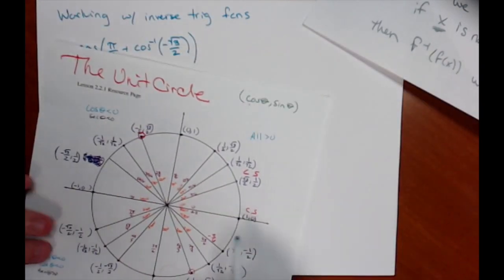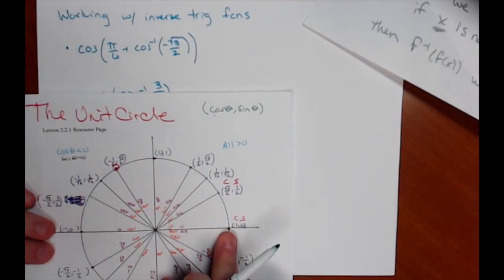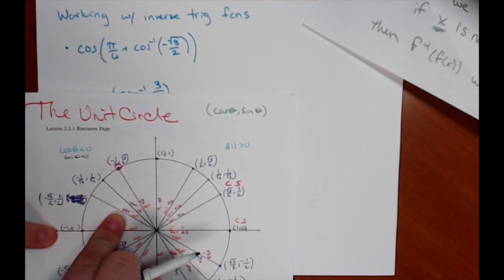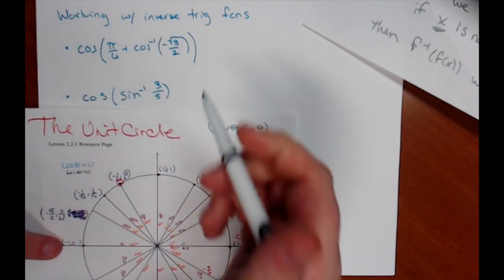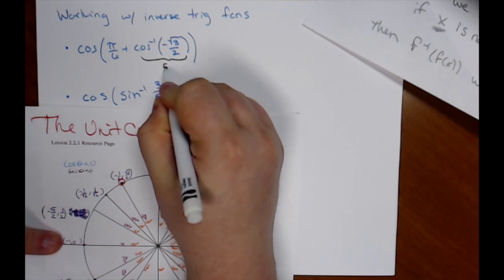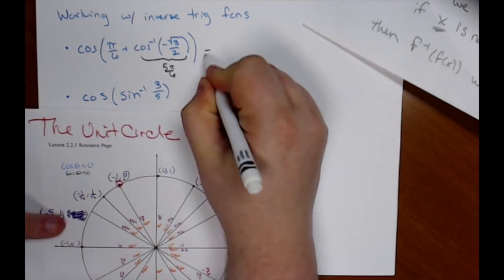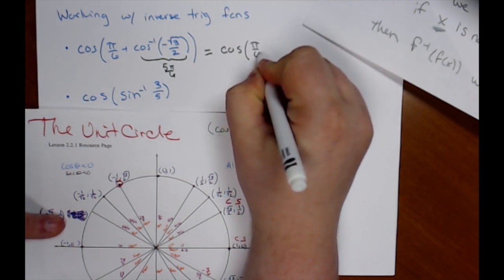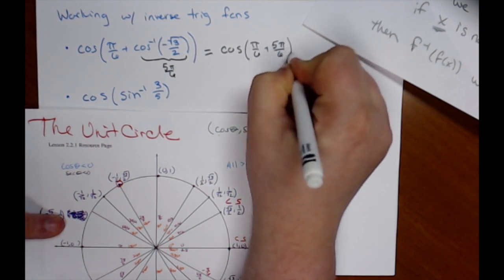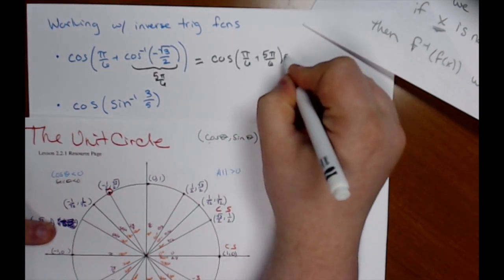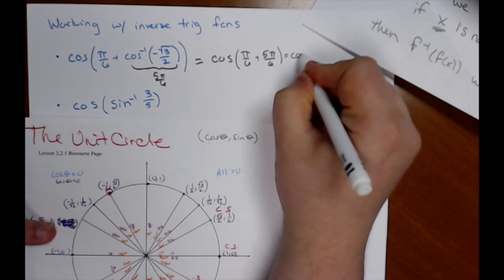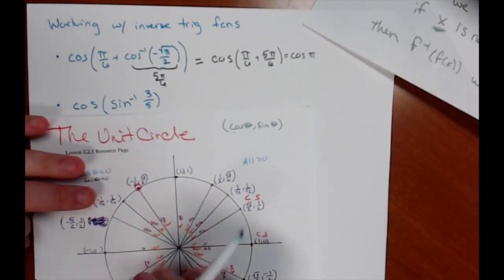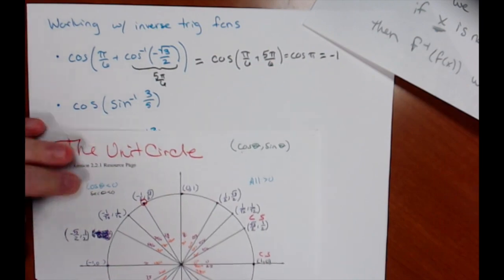So if we look between 0 and pi on our handy dandy unit circle, negative root 3 over 2 cosine is here at 5 pi over 6. So that means that this piece here is 5 pi over 6, which means that this is really just cosine of pi over 6 plus 5 pi over 6. Well, 5 pi over 6, and another pi over 6 is just 6 pi over 6, or pi. So that's whatever our cosine is at pi. At pi, cosine is negative 1.